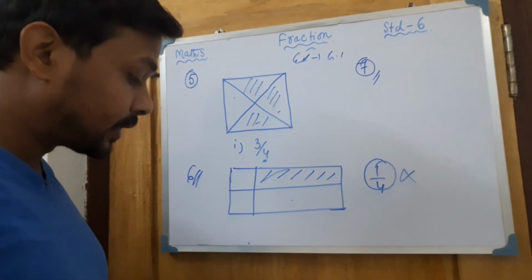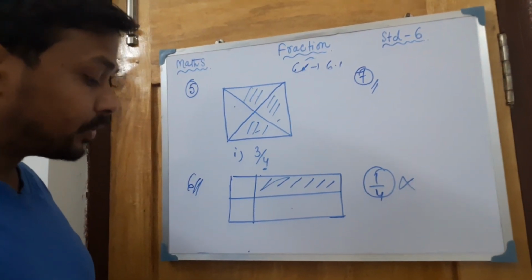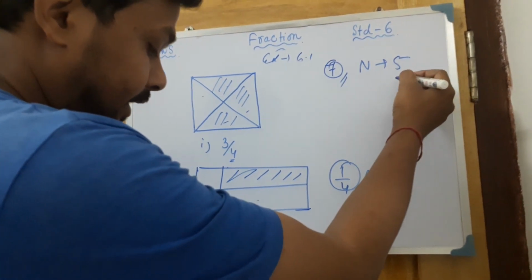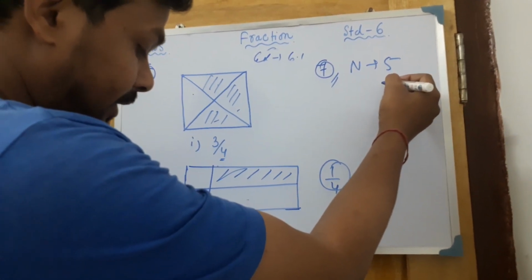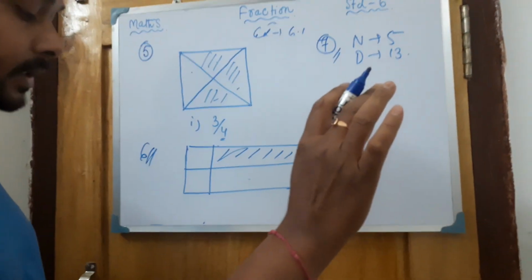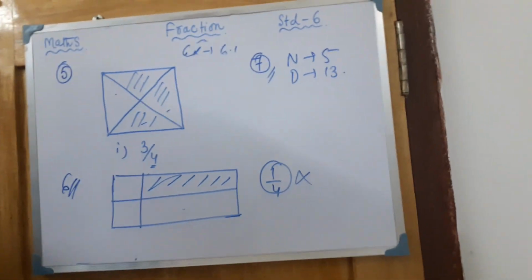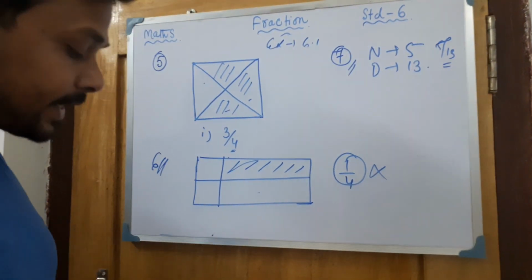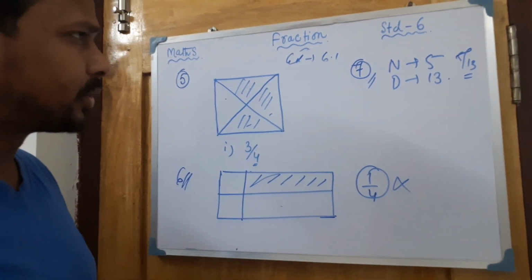Now come to question number 7. Write the fraction in which the numerator is 5 and the denominator is 13. Okay, this is the 13. So you can write from here 5 by 13 like that. The rest 2-3 questions are there, so you can just do them at home.